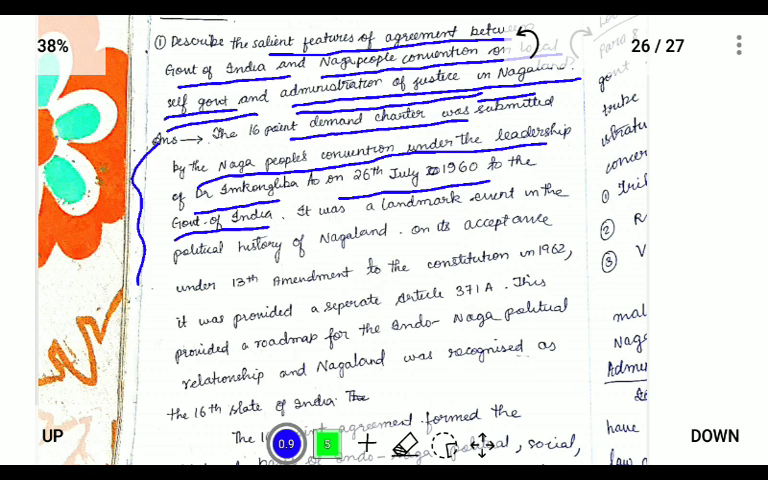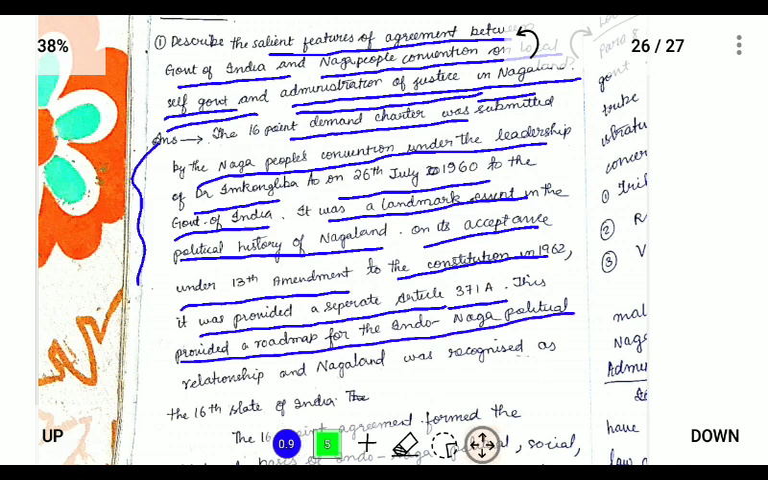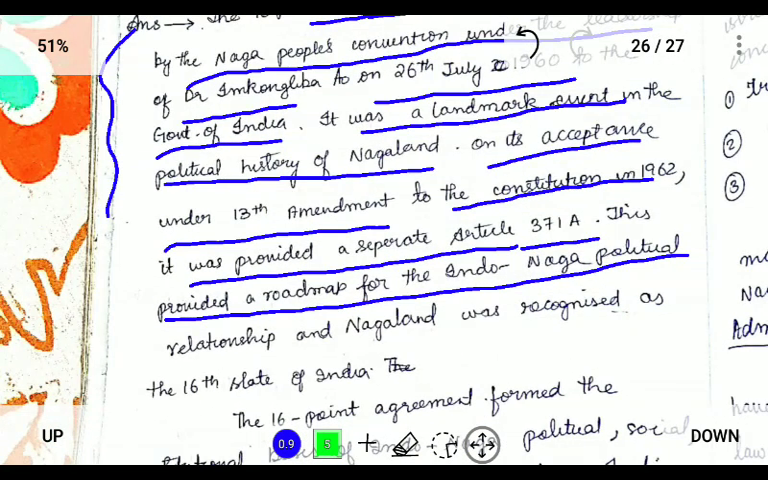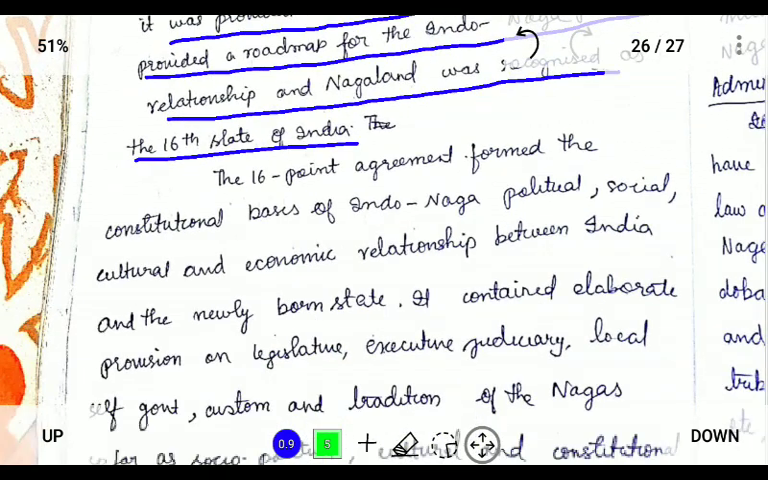So it was passed on 26th of July 1960, and it was a landmark event in the political history of Nagaland. On its acceptance under the 13th Constitutional Amendment to the Constitution 1962, it was provided with a separate article, Article 371A. This provided a roadmap for Indian Naga political situation and relationship, and Nagaland was recognized as the 16th state of India. So this was the following condition. How Article 371A came up, and what is the 16-point agreement.